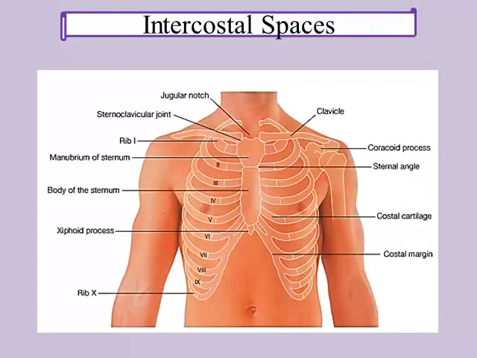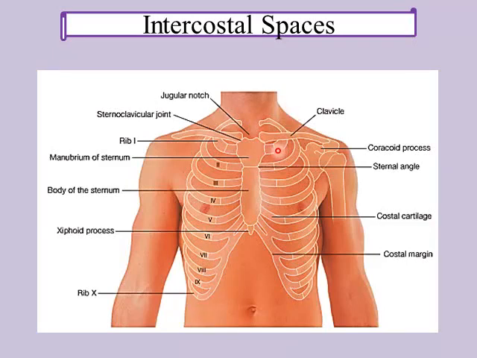What are intercostal spaces? Intercostal spaces are the spaces between the adjacent ribs. This is the manubrium, as we said before. The first rib is attached to the manubrium sterni. Then second, third, fourth, fifth, sixth, seventh, eighth, ninth, and 10th. 11 and 12 are not appearing because they are floating ribs.